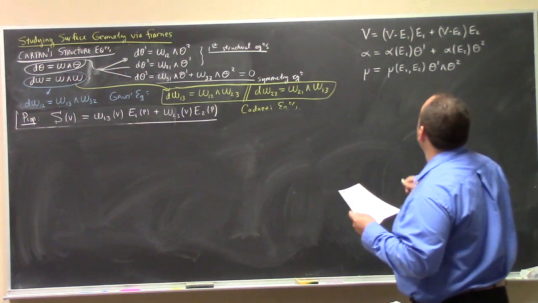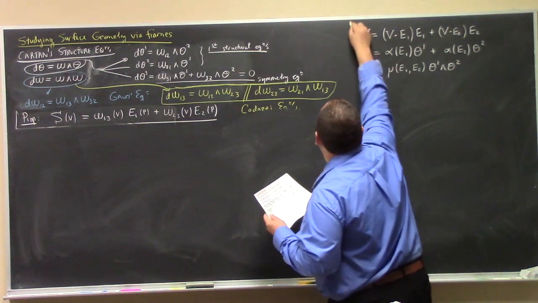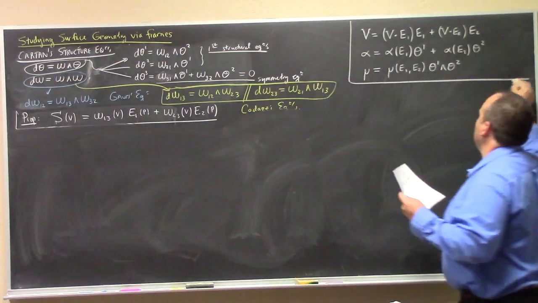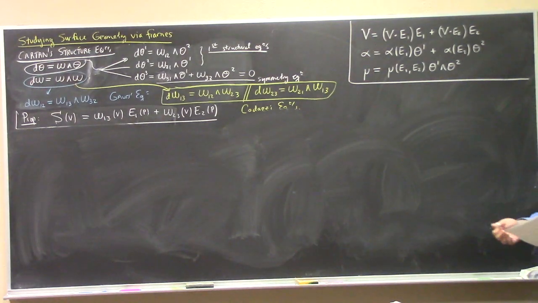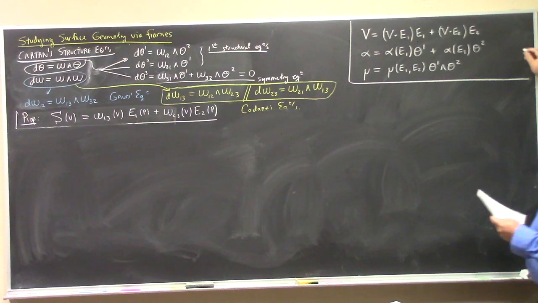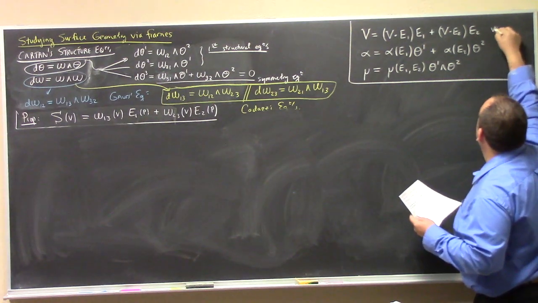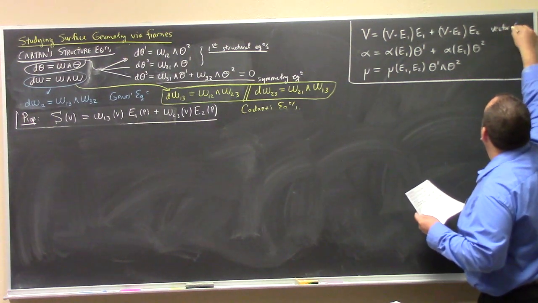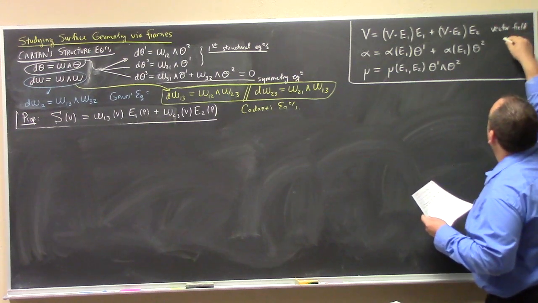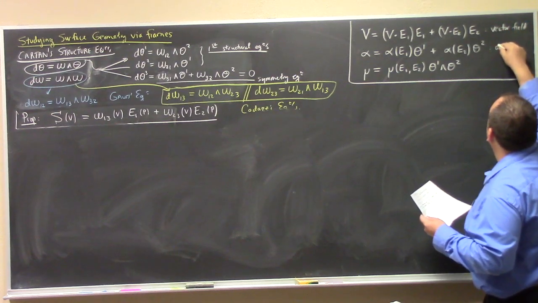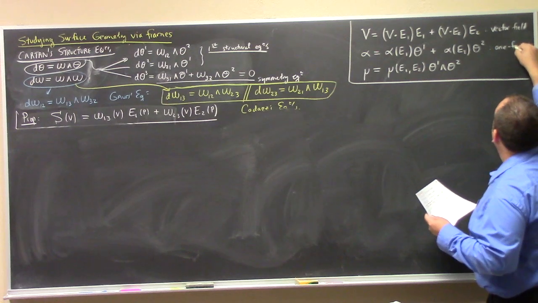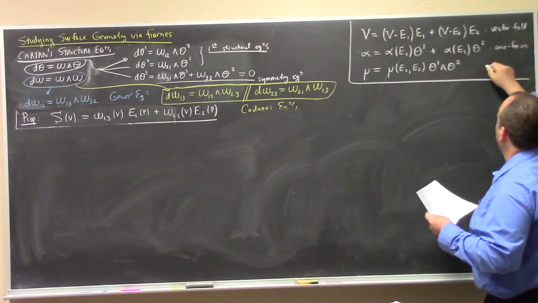All right, so basically here's a summary of how to get components of a vector field, a one-form field if you like, and a two-form.